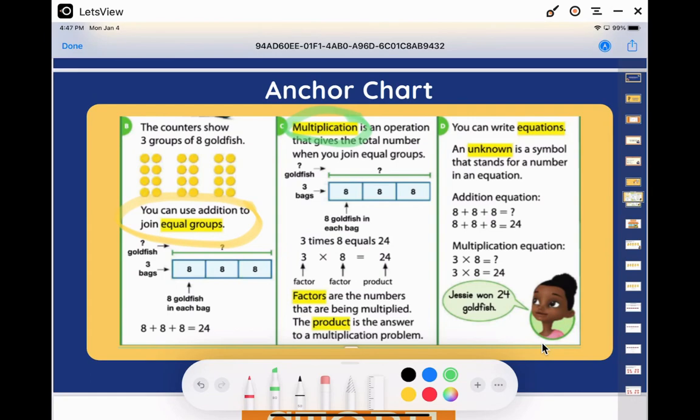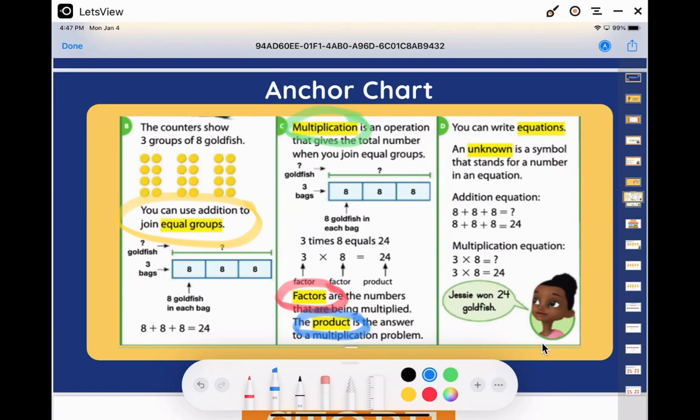The next term for today is factor. Your factors are the numbers that you multiply together. When we multiply numbers together, we get the product. The product is the answer to our multiplication problem.